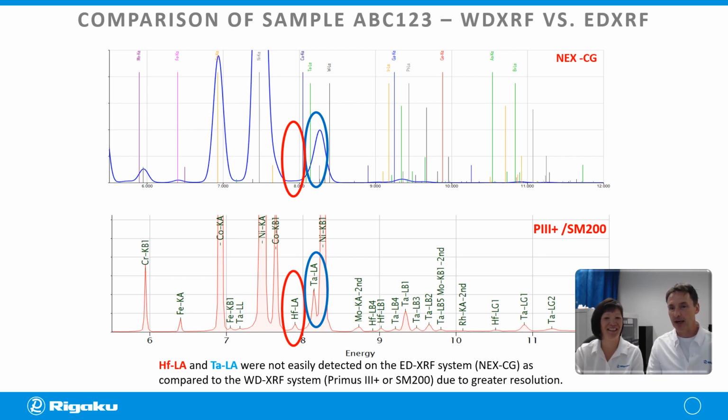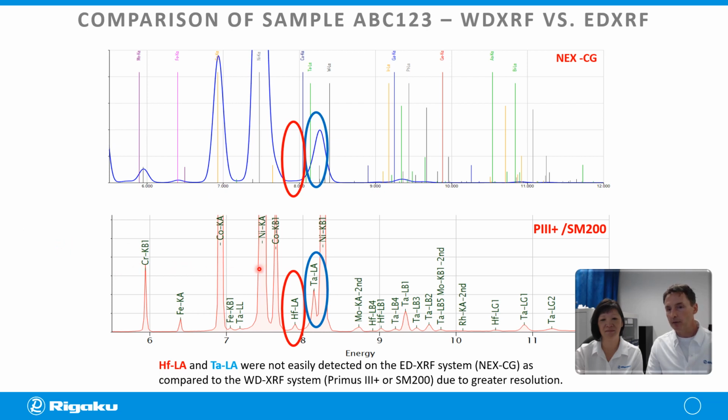Yeah. So here, the same one sample, you can see again that resolution difference. You know, here nickel, the cobalt K beta. I can't see it in this spectrum here. So it shows you the difference that you get by switching to a wavelength dispersive system.